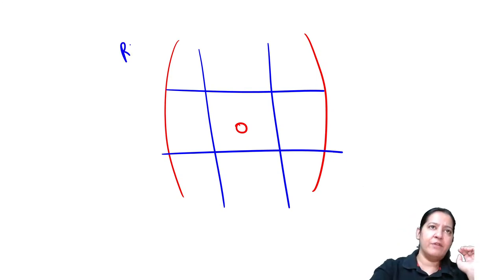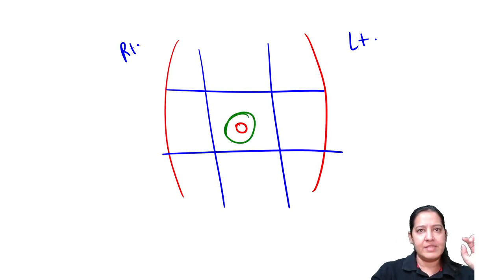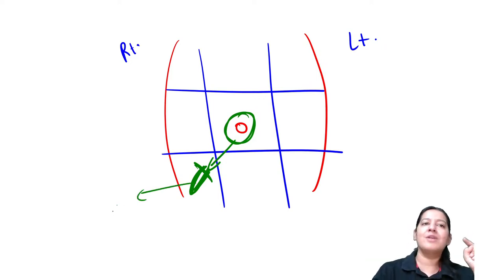So this is the right side of the patient. This is the left side of the patient. Initially the pain was here in the periumbilical region. But now the patient is complaining of severe pain here in the right lower quadrant. Which organ lies here? Tell me anatomically, what is present here? Which organ is present in the right lower quadrant?